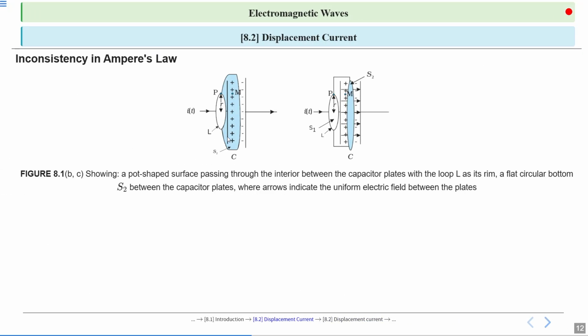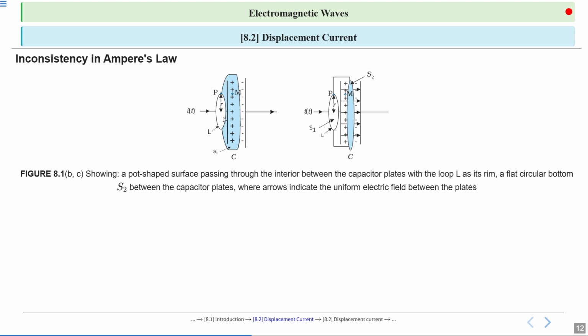Okay, now figure 8.A, B and C. So what are these figures showing? They are showing a closed loop again, but the surface enclosed by that loop is different. Now B and C are showing a pot shaped surface passing through the interior between the capacitor plates. So it is like a pot, or like a tiffin box. This is the opening of the pot. This loop L is the opening of the pot, and this is the closed surface of the pot.